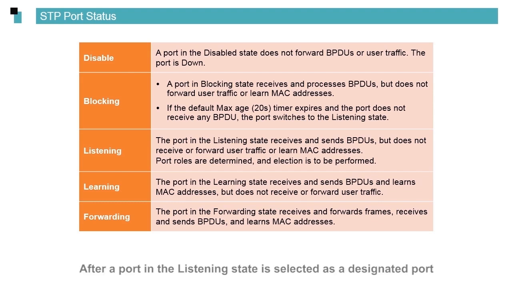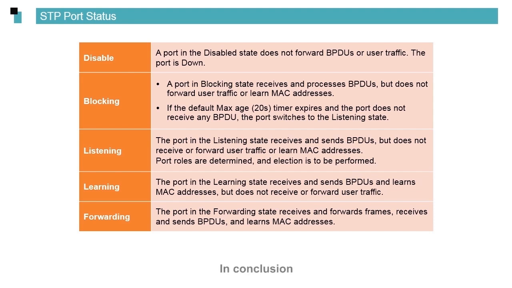After a port in the listening state is selected as a designated port, it enters the learning state 15s later. When a port enters the learning state, it waits 15s, learns source MAC addresses in data frames, and maintains its own MAC address table. The port then enters the forwarding state. A port in the forwarding state receives and forwards user data frames, receives and forwards BPDUs, and learns MAC addresses.